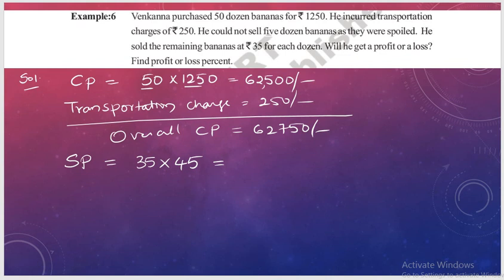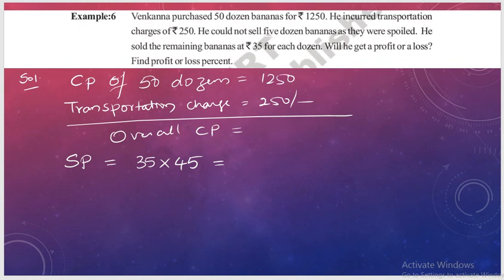See here, sorry, what he has given is the cost price of 50 dozens. So cost price of 50 dozens is 1250, right? So here we have made a mistake. Directly he has given the cost price of 50 dozens. So cost price of 50 dozens is how much? 1250. That means overall cost price is 1500, right? So 1250 plus 250 is nothing but 1500.